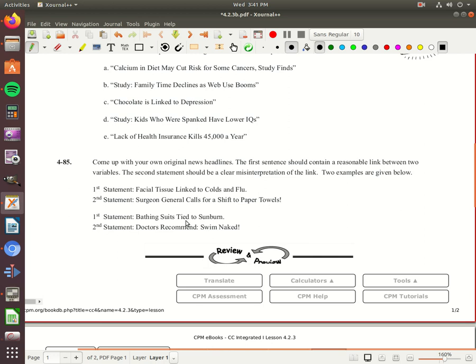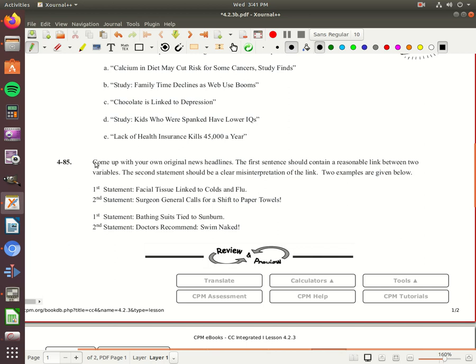I guess, anyway. Well, this does it for it. I don't really see what we're supposed to do here, but bathing suits tied to sunburn. Doctors recommend swimming naked. Obviously, the thought here would be that it's being out in the sun, not whether or not you wear a bathing suit that's causing the sunburn. And here, obviously, the thought being it's not that you're using the paper towel or the tissue because you're sick already. You're not sick because you're using a paper towel or a tissue.